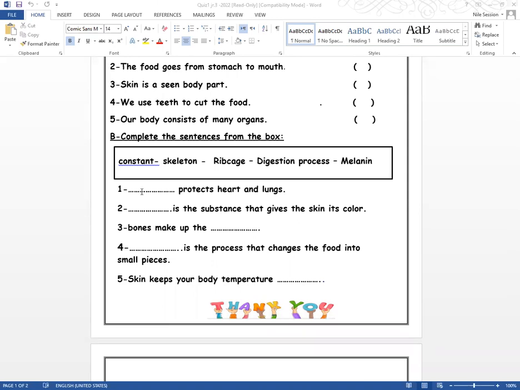Number 1, what protects heart and lung? Which part protects heart and lungs? Yes, super, rib cage. So right, rib cage.